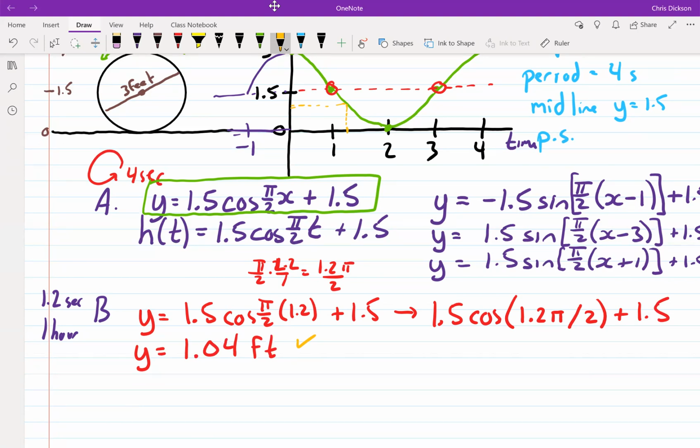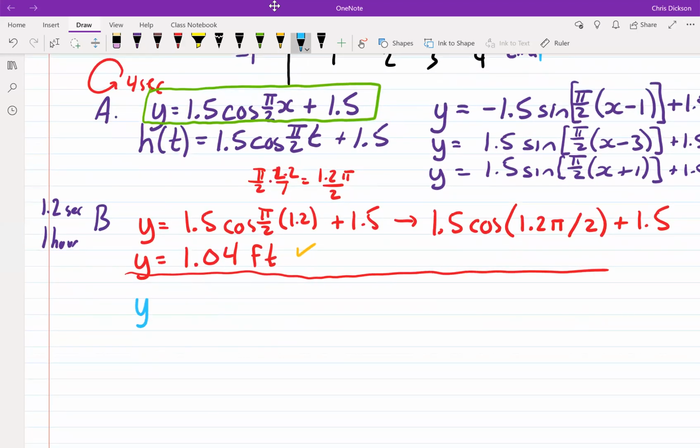Now the second question said 1 hour, and you could just use the formula. There's actually a little trick on this one. I'll show you in a bit. But I'll use a different color here. Let's use blue for this one. So now you say y is equal to 1.5 cos. And now I'm going to enter 1 hour.